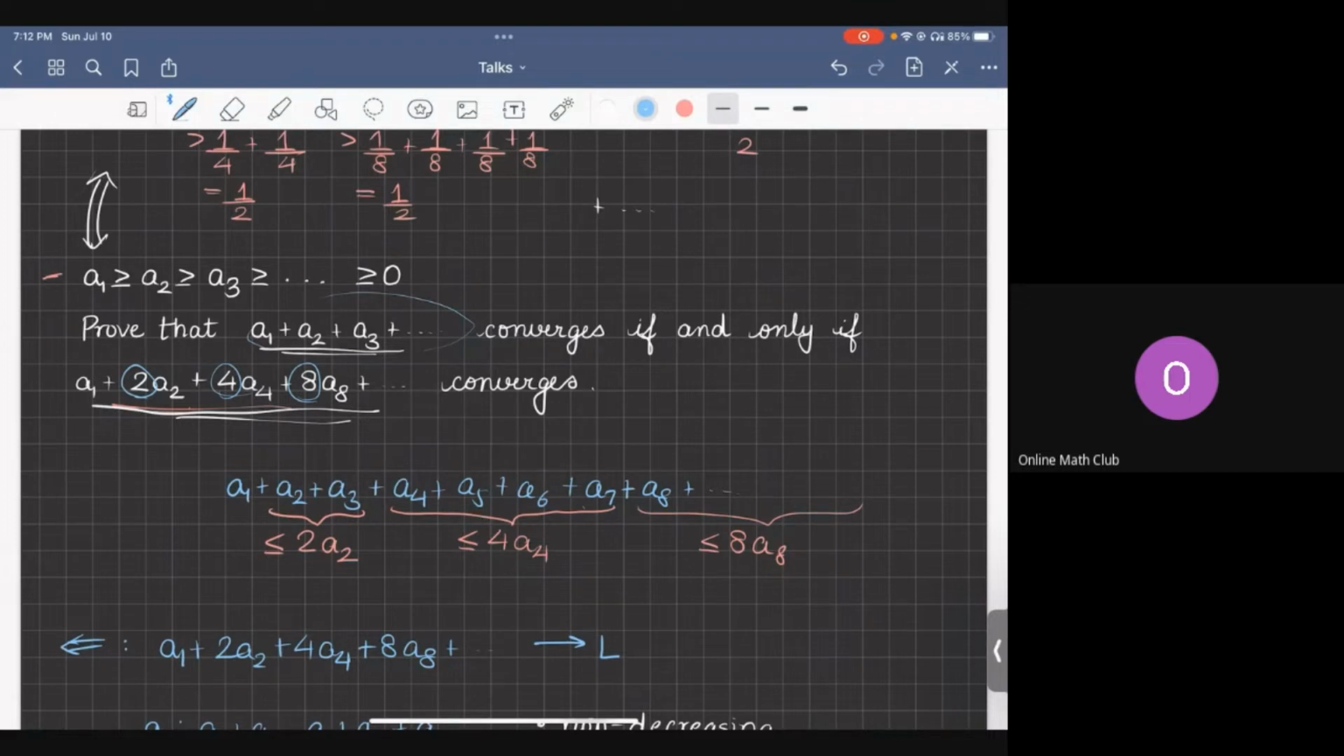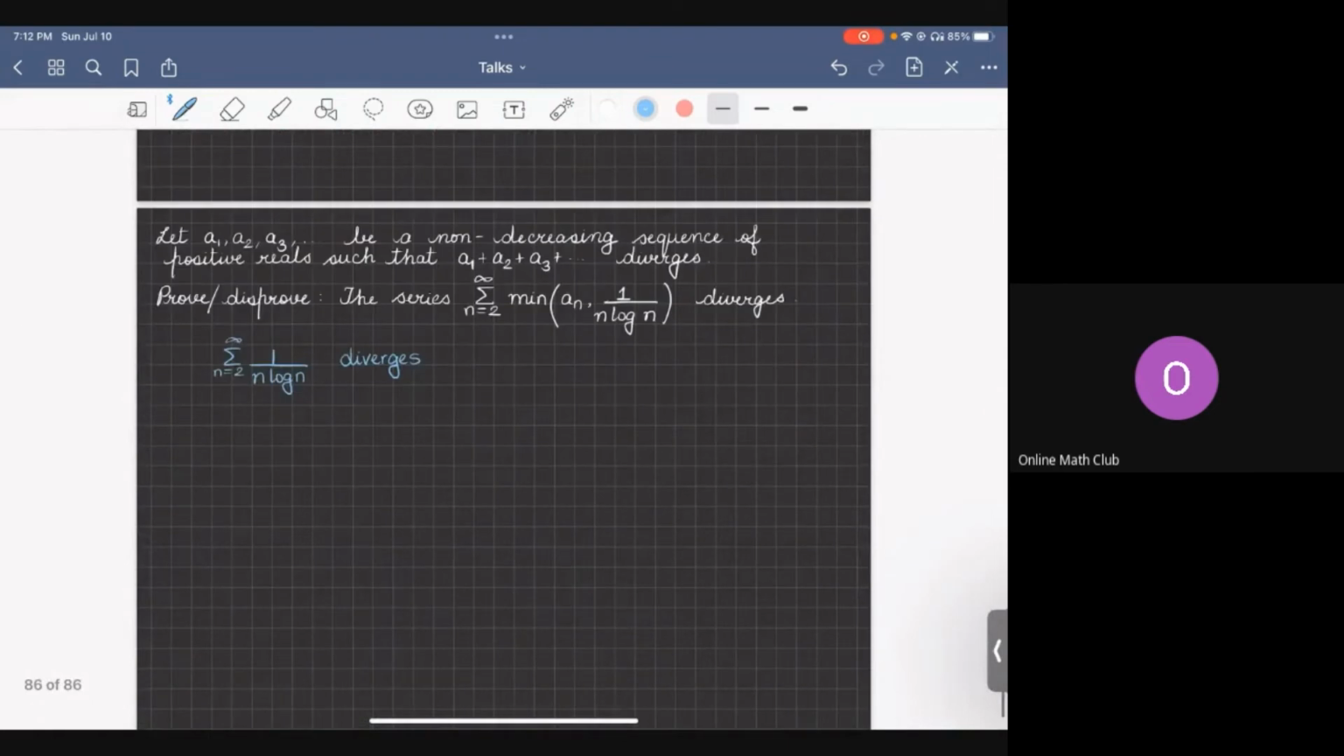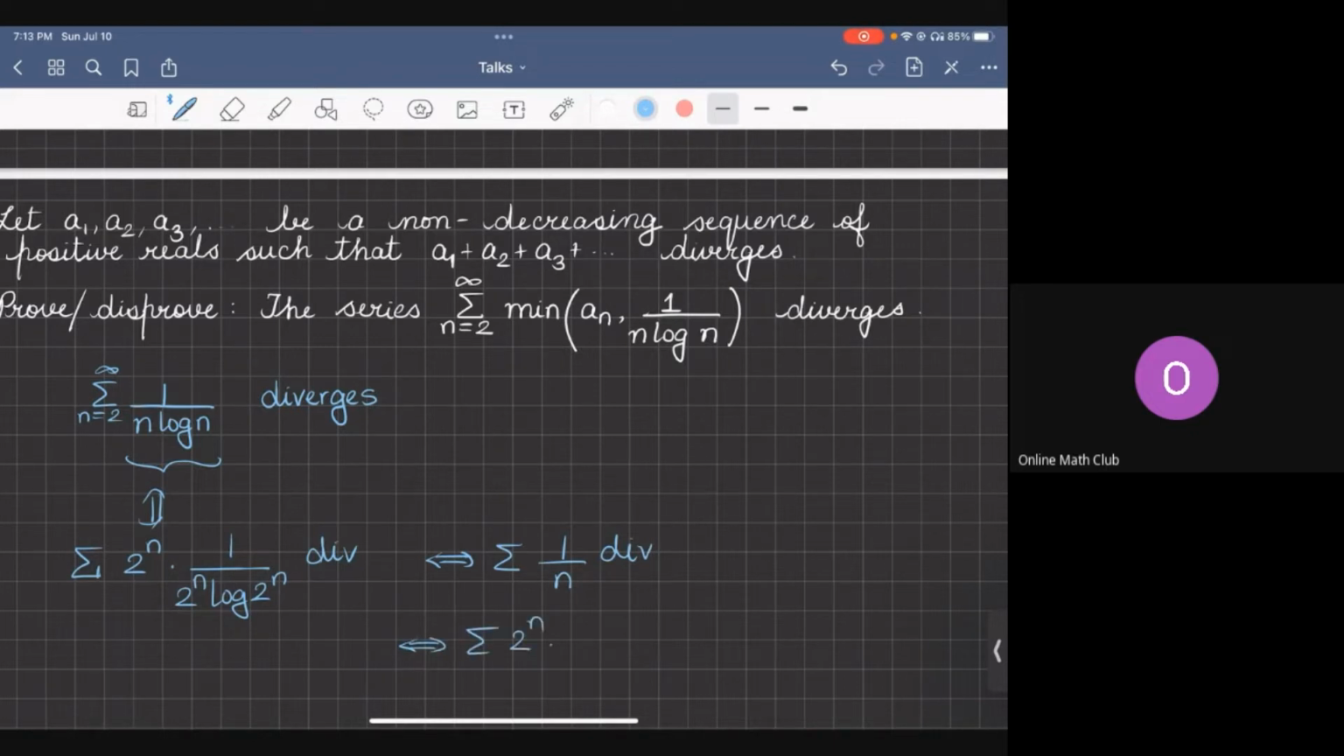So we had this the last time, and from that we knew that this diverges, because this is equivalent to saying that summation 2 to the n times 1 over 2 to the n times log 2 to the n diverges. But that's the same as saying summation 1 over n diverges, which is true, because again you can apply the theorem again. Summation 2 to the n times 1 over 2 to the n diverges, which is to say summation of 1 diverges. And that is true.